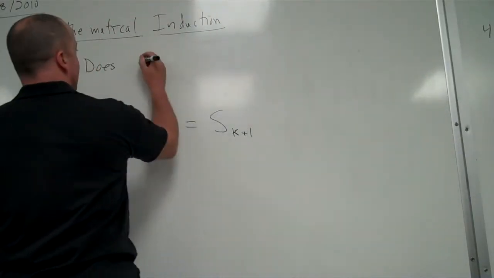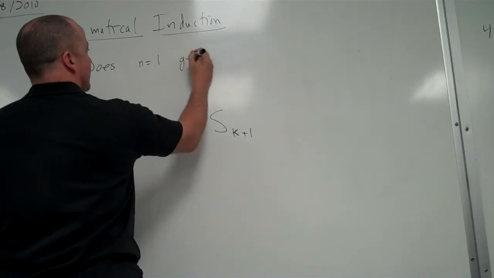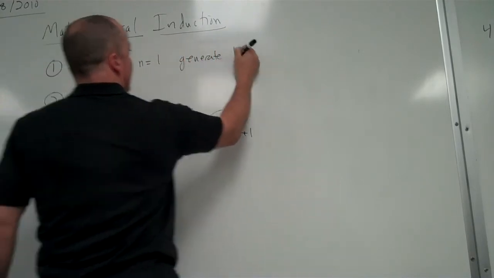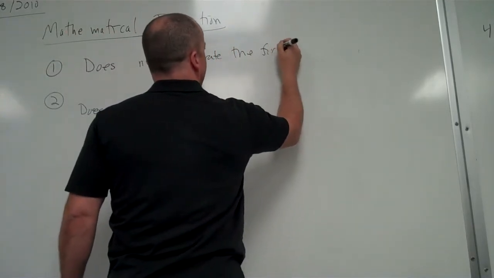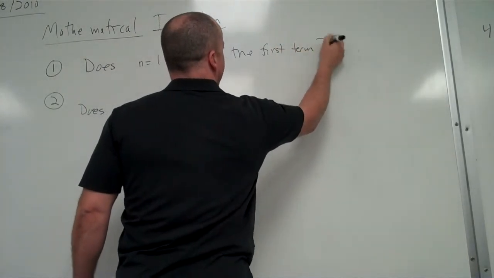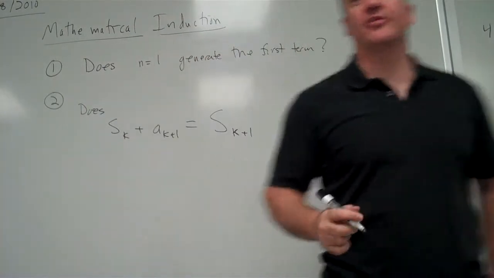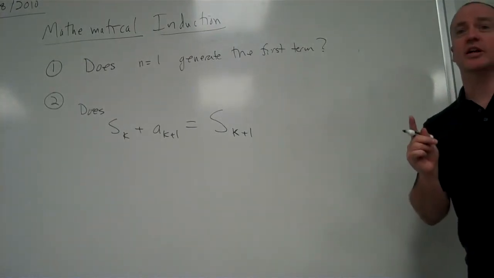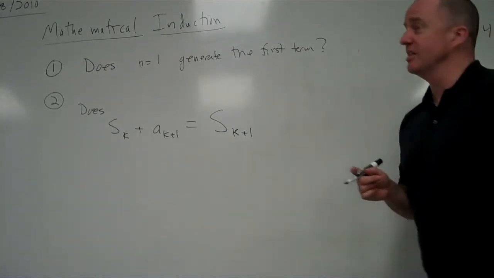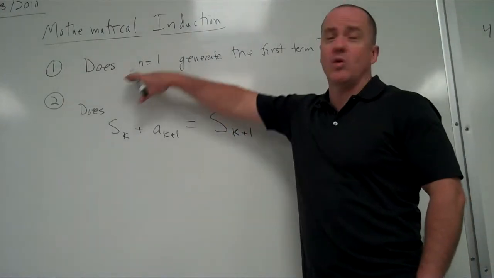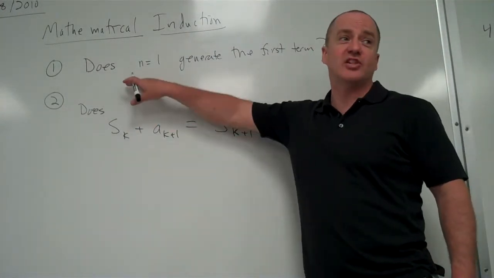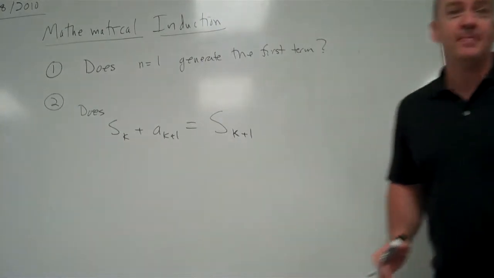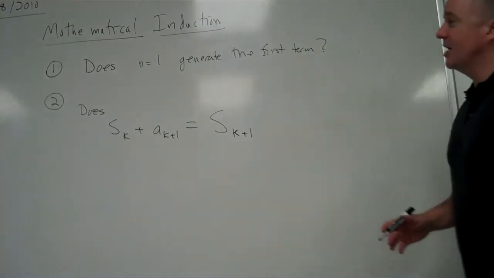All right. Does n equal 1 generate the first term? Yeah. Okay, does n equals 1 generate the first term? And then that's your first condition. If that doesn't work, great trick question for the test. I put in one that doesn't work for 1, but does work here. You forget to check 1, and you waste a lot of time getting the wrong answer.